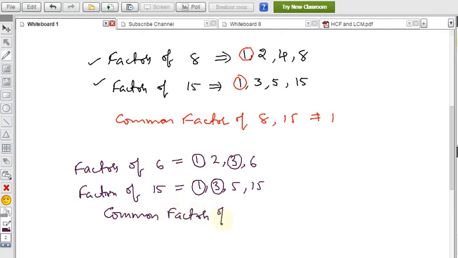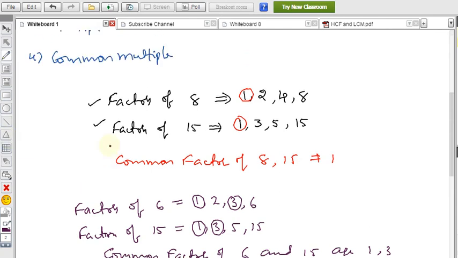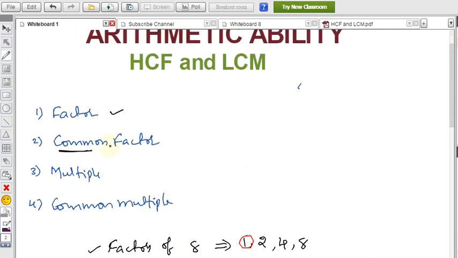Common factors of 6 and 15 are 1 and 3. Now these are the common factors. Now let us see the multiple and common multiple first. Then we'll go for the topic HCF and LCM.